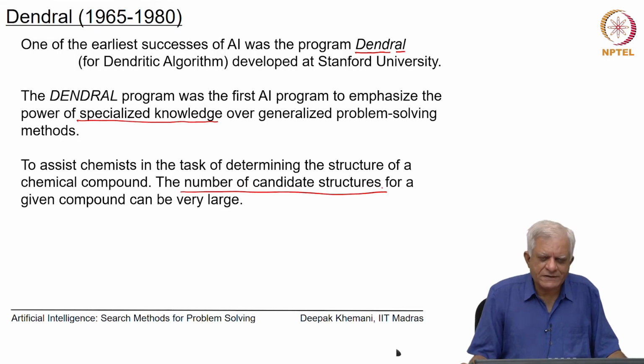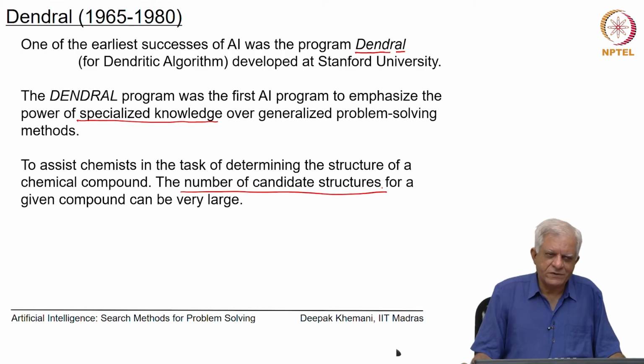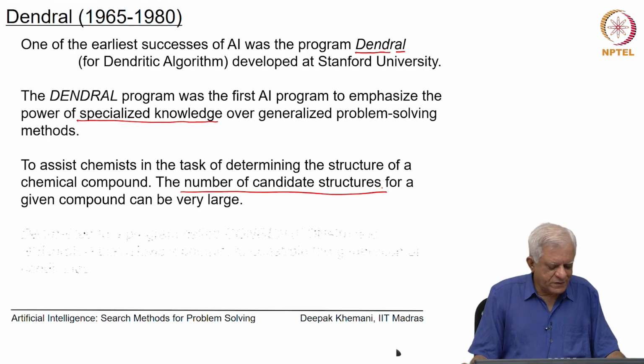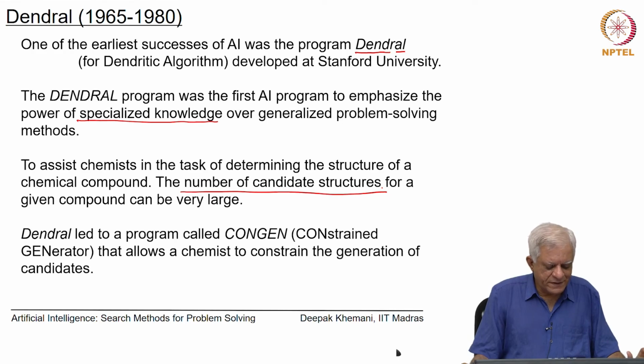So, anyway, the problem was that the number of structures they wanted to explore would be very large, and this was where Dendral came in. It led to a program called CONGEN, which stands for Constraint Generator, that allows the chemist to constrain the generation of candidate structures in such a way that they have to inspect only a few towards the end essentially.